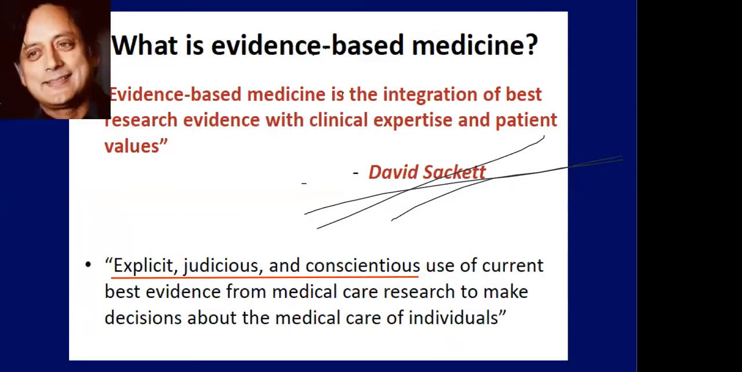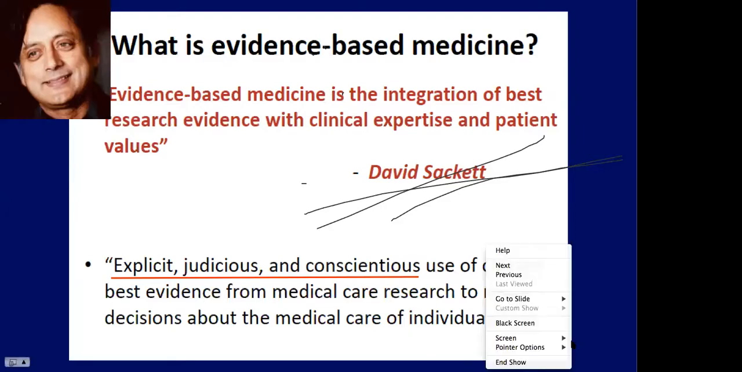Now, just going a little deeper into the definition of what evidence-based medicine is, it's explicit, it's supposed to be judicious, and the conscientious use of current best evidence from medical care research to make decisions about the medical care of individuals. You know, the reason I put up Shashi Tharoor in that corner there is when I read through this definition, it looked like he was there at the time that this definition was actually framed. No, he was certainly not part of this definition.